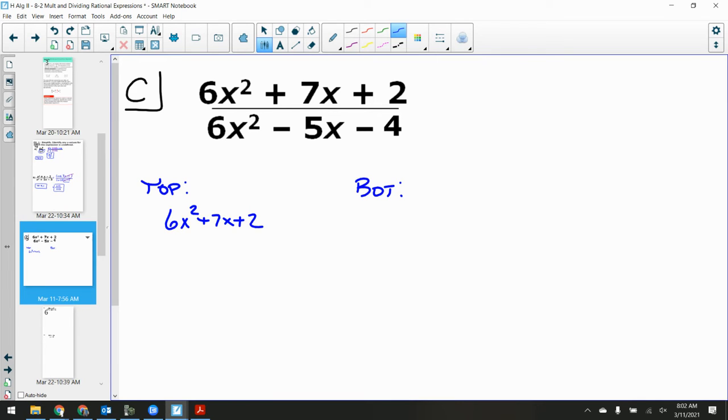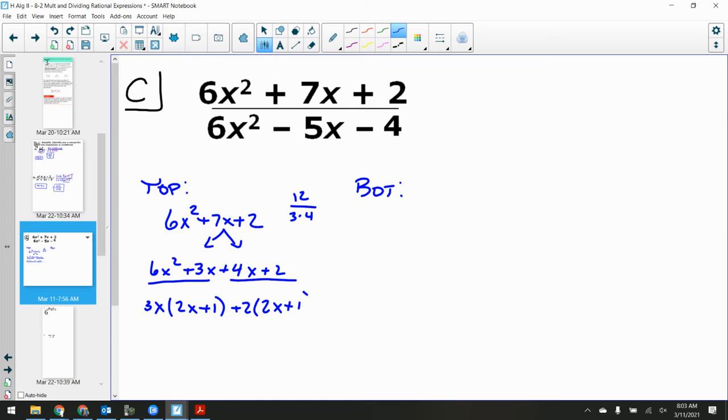All right, 6 times 2 is 12. Factors of 12, this is the master product method. Remember this a long time ago? 6 times 2 is 12. Factors of 12 that add to get to 7 are 3 and 4. And we break up 7 to be 3 and 4. 6x squared plus 3x plus 4x plus 2. And then we factor by grouping. We just took our chapter test on this in Algebra 1. 2x plus 1, 2x plus 1. So we get a 2x plus 1, 3x plus 2.